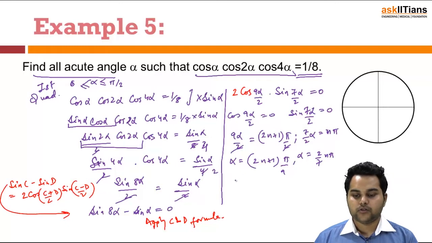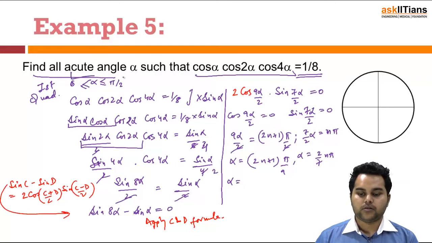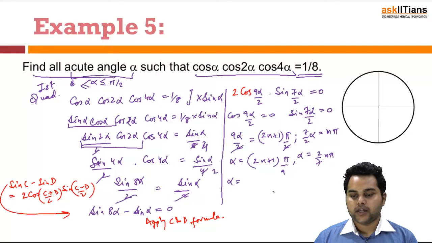Now I'll write down the probable values of alpha, and those values should be less than 90 degrees, that is, acute angles. So for n is equal to 0, the value is pi by 9, and for n is equal to 1, I get pi by 3. For n is equal to 2, I get 5 pi by 9, which is more than pi by 2. Hence, for the first it's just the two values.